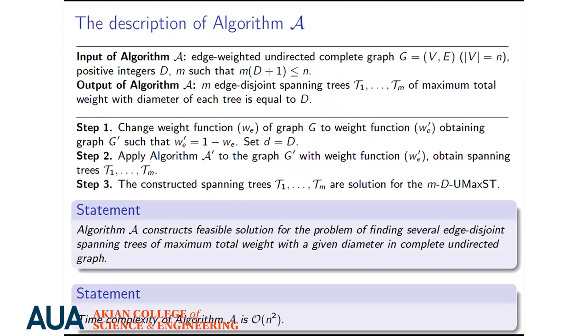We want to solve the maximization problem, and this is done by changing the weight function of graph G to weight function W prime, obtaining graph G prime, and applying algorithm A prime to graph G prime. So on step two we solve the minimization problem, and the constructed spanning trees T1 to TM are a solution for the maximization problem. Again, in this work we prove feasibility of this algorithm and its time complexity. Since the change of weight function can be done in O of N squared, and as was mentioned previously, the second step is performed in O of N squared time, the total time complexity of algorithm A is O of N squared.